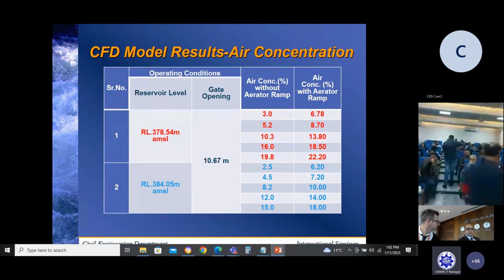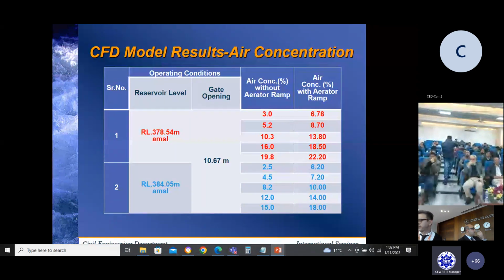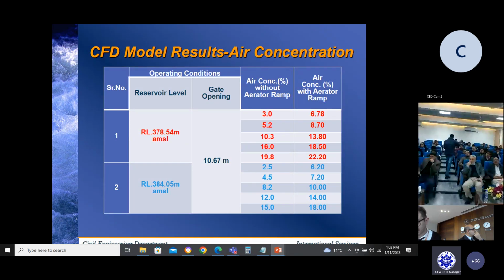You can see near the bed, we have insufficient air, that is 2.5% only, and in this case there is 3% only. After installing the ramp on the aerator, air concentration increased to 6% and 6.2%. Literature says that it is recommended design practice that the air concentration near the bed should be more than 6% in order to avoid cavitation damages.